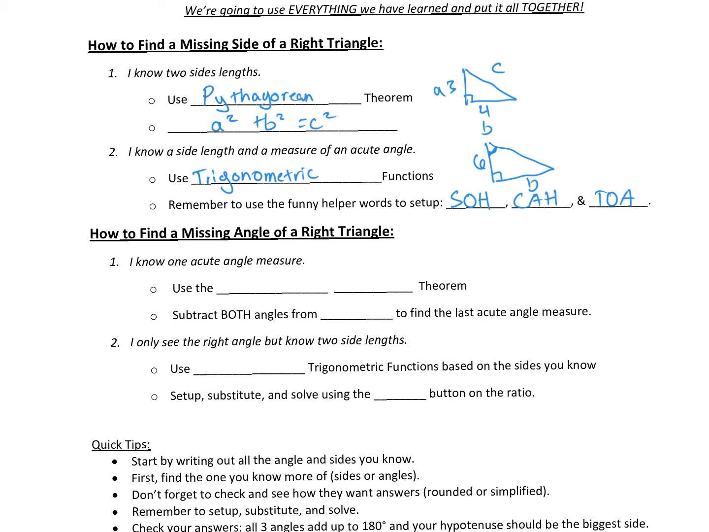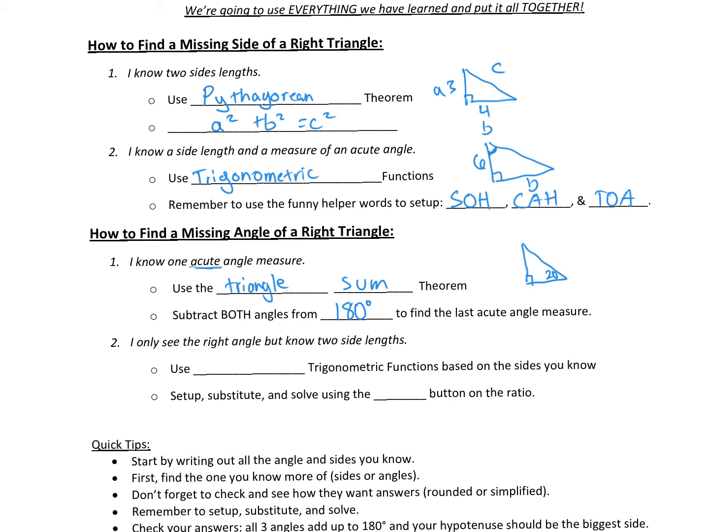How to find a missing angle of a right triangle. So let's say I know one acute angle. First, you start off with the triangle sum theorem, which basically says that all of the angles have to add up to 180. So if it's a right triangle here, and this was, say, 20, all we have to do is subtract both of the angles from 180 degrees to find the last acute angle measure.